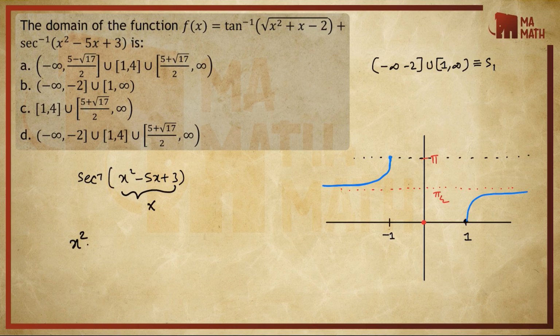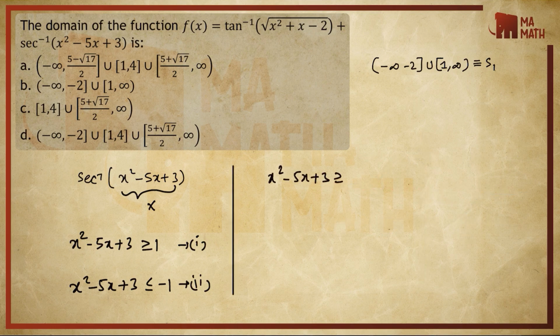So we can write x² - 5x + 3 should be greater than or equal to 1, or x² - 5x + 3 should be less than or equal to -1. So these are the two conditions. So let's solve for this one.